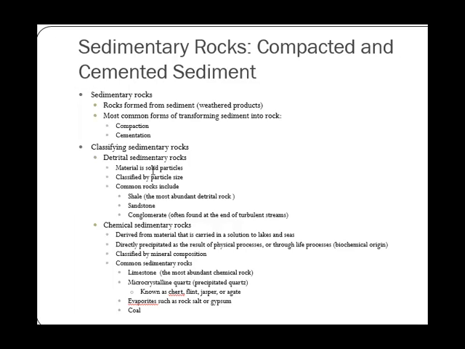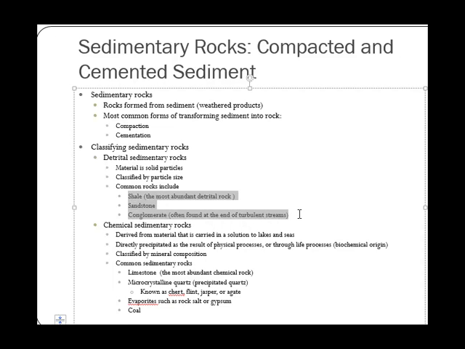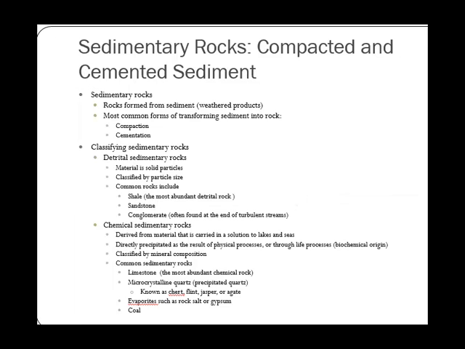How are sedimentary rocks formed? Well, there are detrital sedimentary rocks. Detritus means little crumbs and little pieces of things. So these are sediments that are dumped by water, things like that. The material is in solid particles, and they're classified by particle size. How big are the particles? Some common examples are shale, sandstone, and conglomerate. Conglomerate means, as the name implies, a whole bunch of different types of rocks that are together.